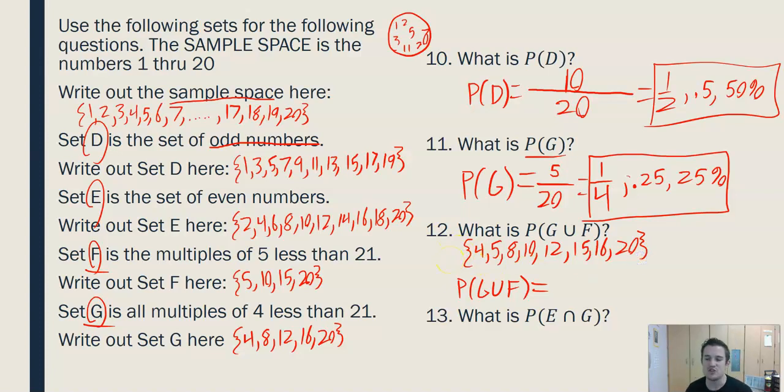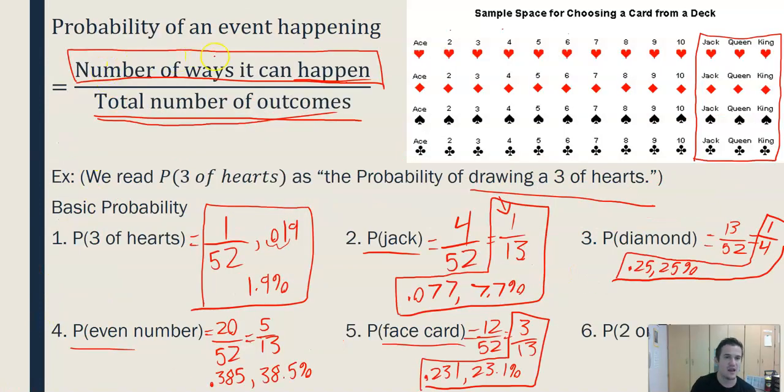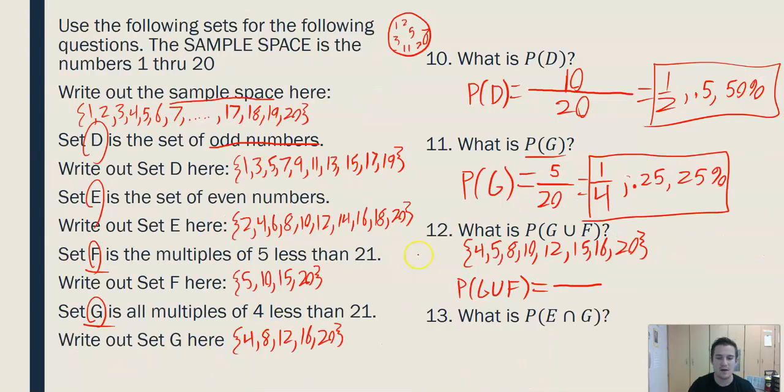So the probability of G union F, going back here again, is the number of ways that can happen, the number of elements in this set. There's 1, 2, 3, 4, 5, 6, 7, 8. So there's 8 possible ways that I could draw a number out of the pool of G union F, divided by a total of 20 numbers in my sample space. So we're combining what we talked about with set notation with what we're talking about with probability. So the probability of G union F is 8 divided by 20.